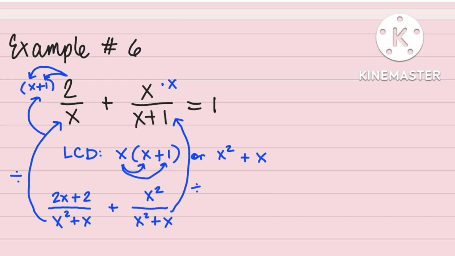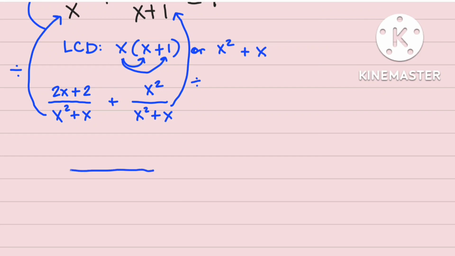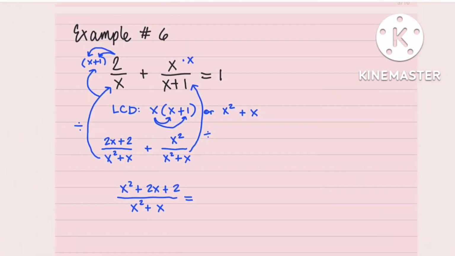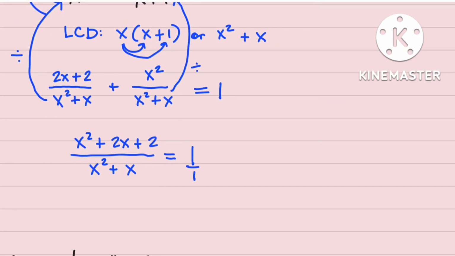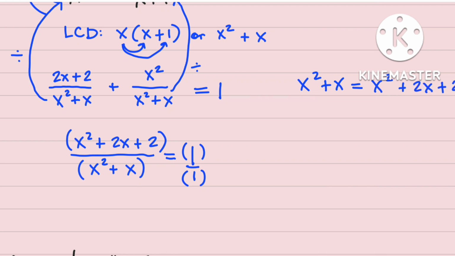And then we will now combine the two into a single fraction. This will be x squared plus 2x plus 2. And we want this to be equal to 1. So I'll place a denominator here. If we multiply x squared plus x times 1, that's x squared plus x. If we multiply the quantity x squared plus 2x plus 2 by 1, that is x squared plus 2x plus 2. There is x squared on both sides, so we will cancel the x squared on both sides.